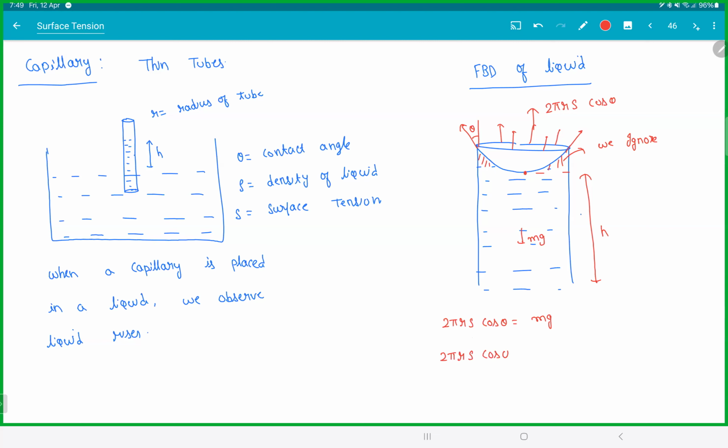Two pi r s cos theta. This should be rho, area of the cylinder pi r square h into g. So we end up with h is equal to 2s cos theta by rho g r. Standard formula, you need to mug it up.